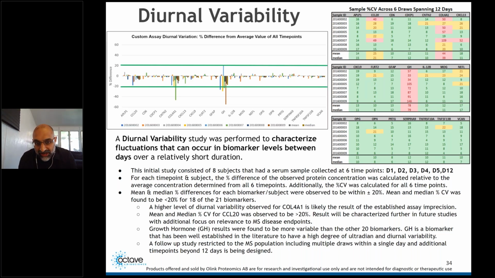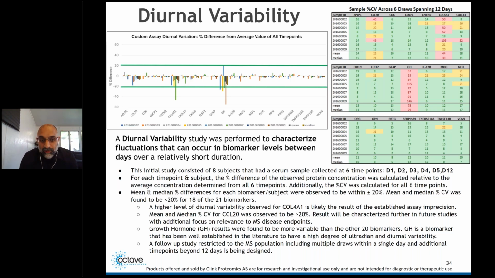We did observe a higher level of diurnal variability for COL4A1. Again, that's the biomarker that's likely being impacted by the established assay imprecision. And CCL20 was a biomarker for which we observed percent CVs to be greater than 20%. We're going to characterize this result further in a future study that I'm going to describe that we're currently in the process of designing. Growth hormone results were found to be more variable than the other 20 biomarkers.